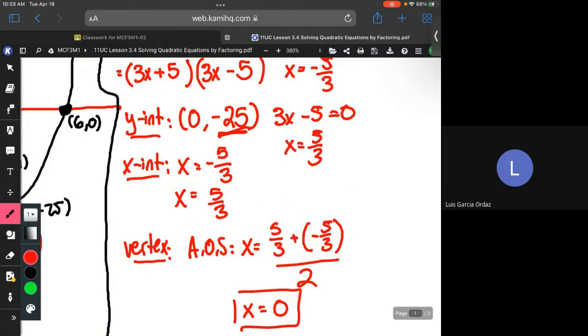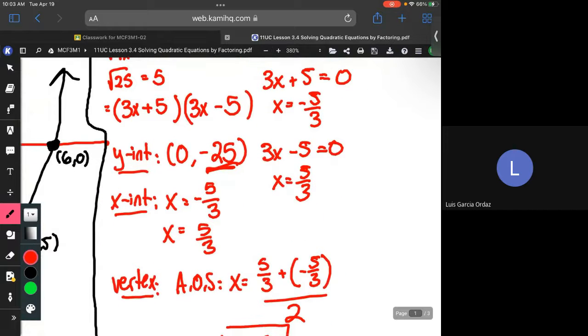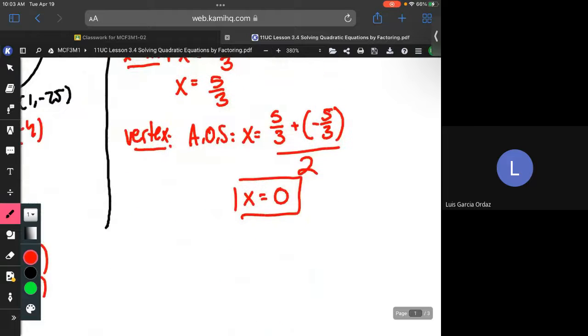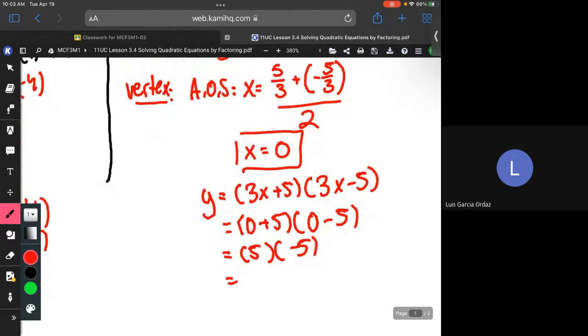Negative 25. How do you know that's negative 25? Because when I plug in 0 for x, I'm going to get negative 25. So I get y is equal to 3x plus 5 times 3x minus 5. If I plug in 0, I get 0 plus 5 and 0 minus 5, which is 5 times negative 5, which gives me negative 25. So in this case, my y-intercept is the same thing as my vertex.